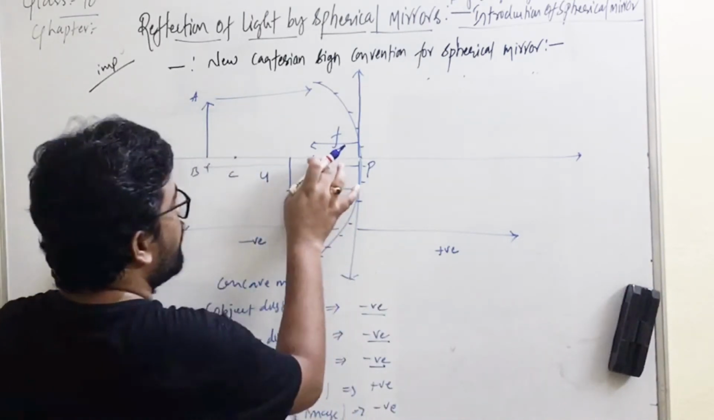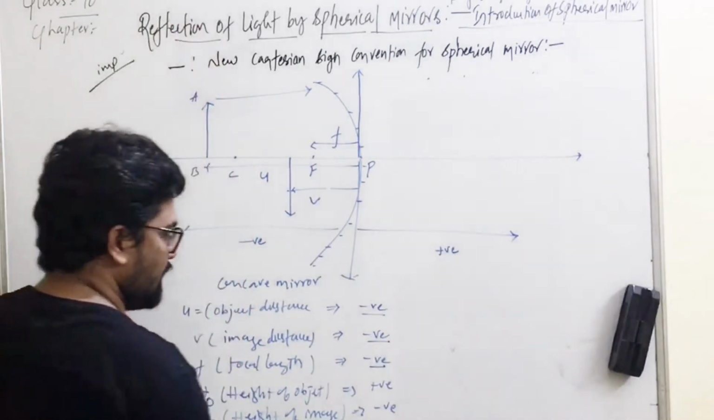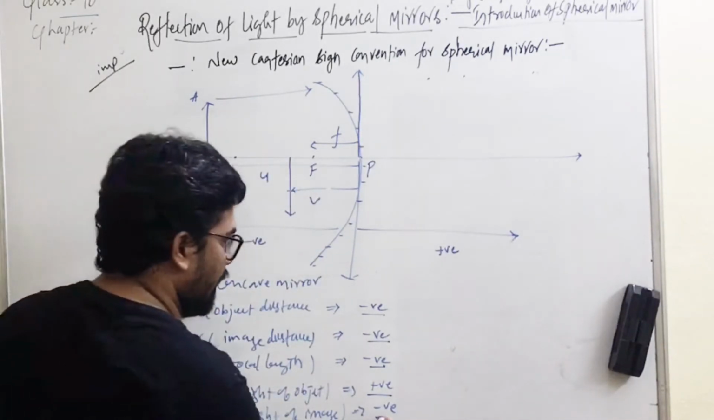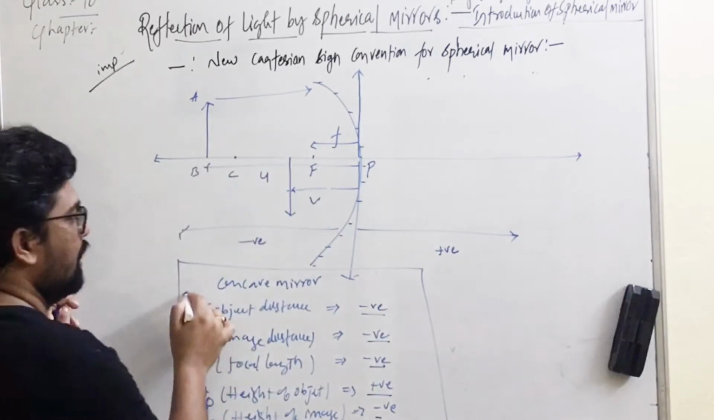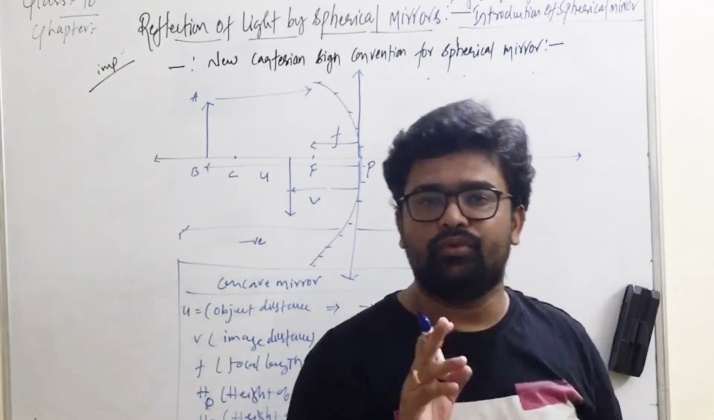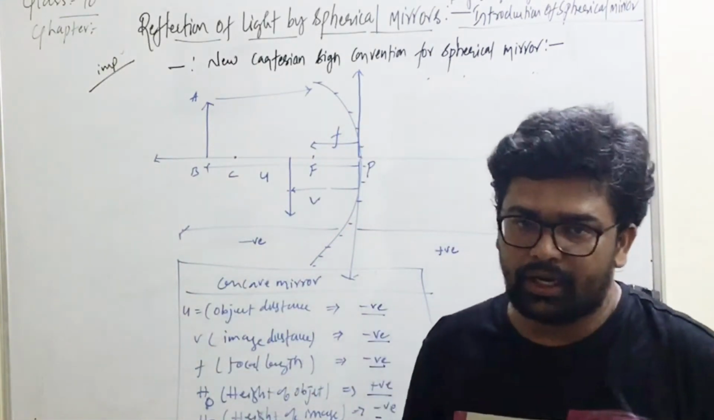फोकल लेंथ भी लेफ्ट साइड है, नेगेटिव. हाइट ऑफ द ऑब्जेक्ट अबव द प्रिंसिपल एक्सिस है, राइट? पॉजिटिव. हाइट ऑफ द इमेज बिलो द प्रिंसिपल एक्सिस है, negative. So these are the values you have to remember. Sign convention for concave mirror: u should be negative, v should be negative, f is negative, height of the object positive and height of the image negative.